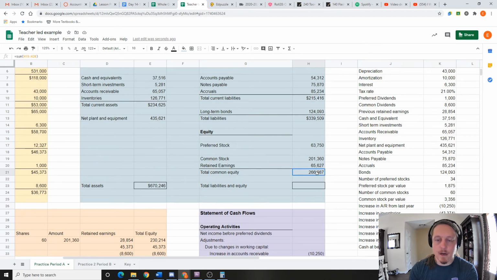If you add these two up, you can just press equal and add them up, or you can press sum, add these up. It's 266,987. Now, if you take your liabilities plus your two equity accounts, your preferred stock and your common equity, it should equal the same as 670,000. So let's find out. We got equal liabilities plus preferred stock plus the common equity, and there it is.